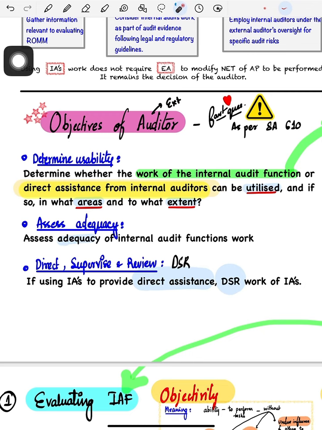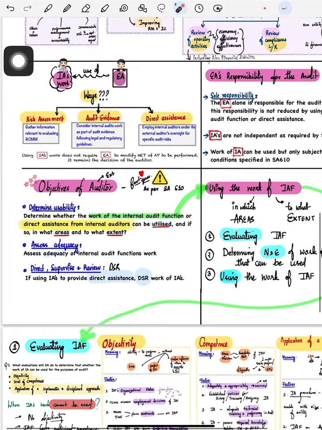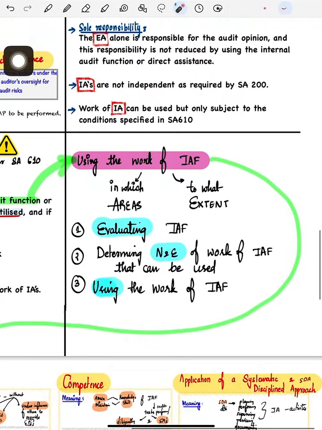You need to obtain information from them, and if they are under your guidance, then just check whether they are doing the work properly. Give them some guidance, direct, supervise and review their work. Okay. Next, using the work of internal audit function.